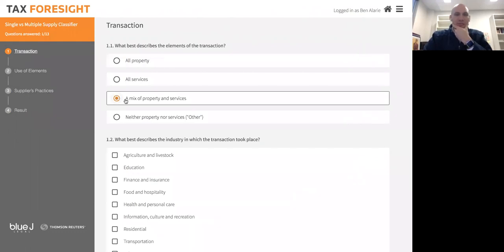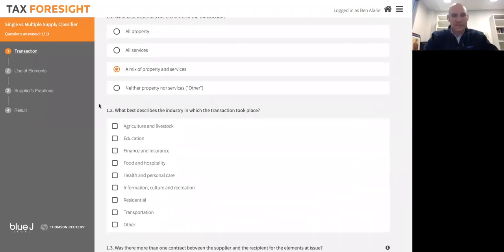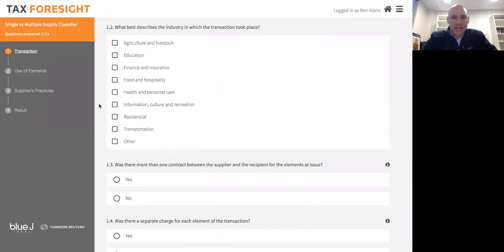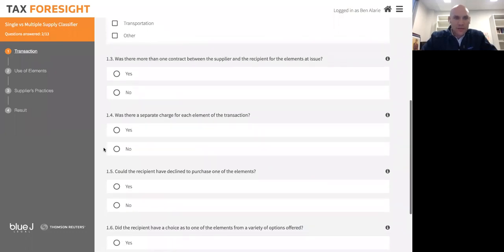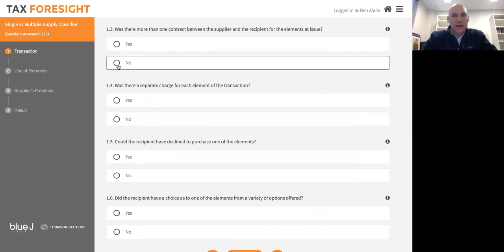Well, it's a mix of property and services, because we have an appliance, that's property, and services, the treatment plan. What best describes the industry in which the transaction took place? Here it's health and personal care. I don't think it's any of these other ones, so I think we can click multiple if we need to, but it's healthcare. Was there more than one contract between the supplier and the recipient for the elements at issue? No. There was just the one agreement between the professional corporation and the patient.